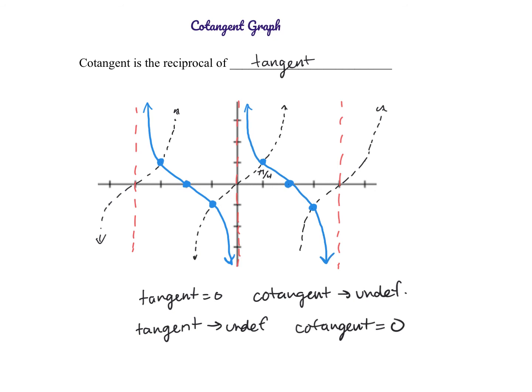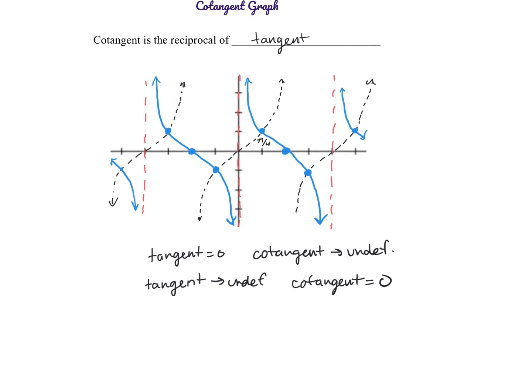And our graph looks like this. And then, of course, that will repeat in each period like this. And there you go. So we can see that our period is the same as the period of tangent, so it's pi.